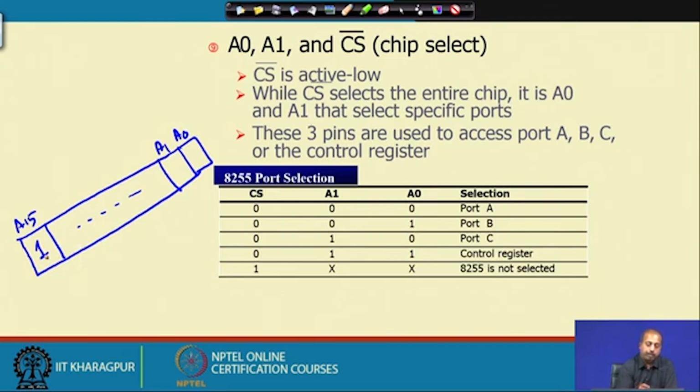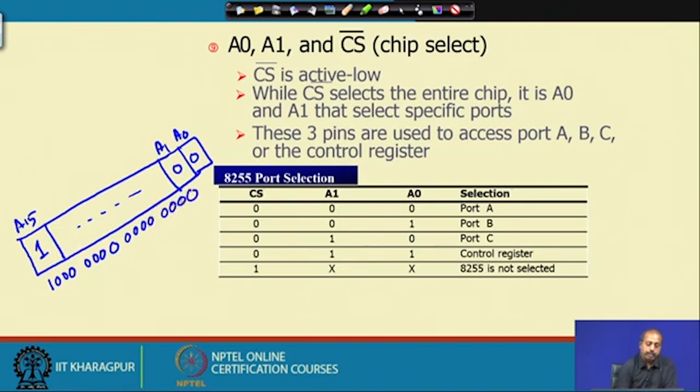Now, when A0 A1 is 00, one possible address is 1000 0000, where A15 is 1 and all the remaining bits are 0.